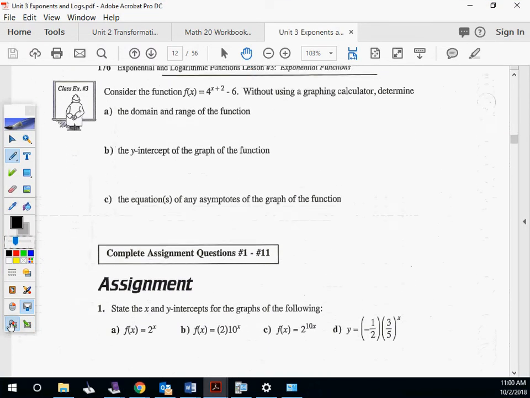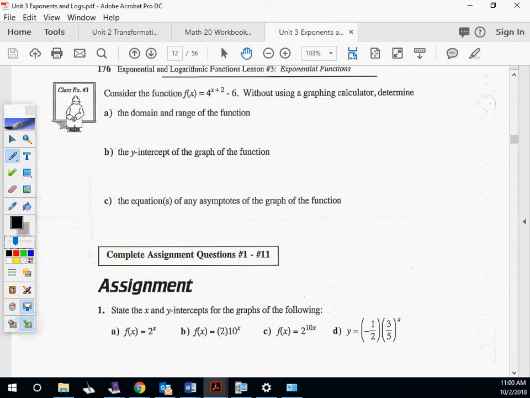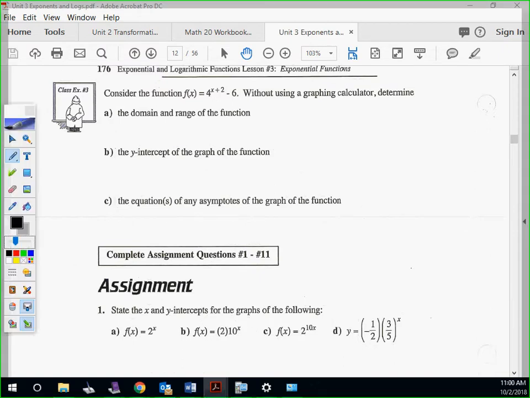Okay, last one. Stay with me. Last one. Here we go. Consider the function f of x equals 4 to the x plus 2, minus 6. Without using a graphing calculator, determine the domain and the range of the function.